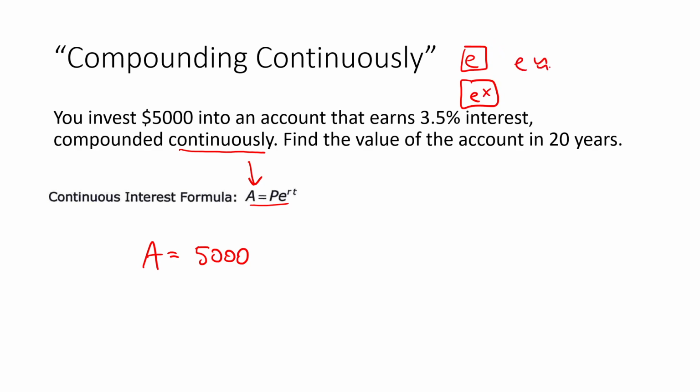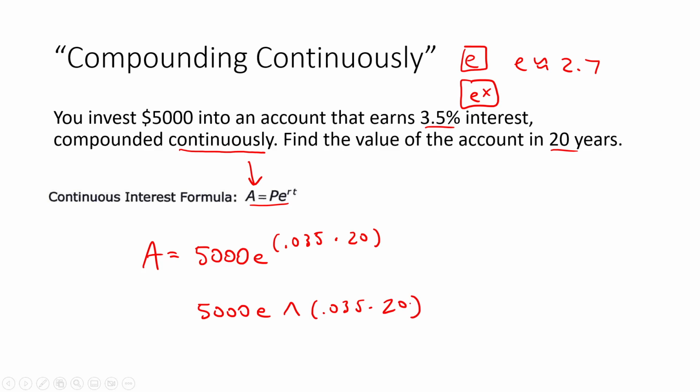And E is this constant. It's about 2.7, that's good enough for me if you know that. But most calculators have that built in. So we'll write E to the 0.035 times 20. Again, R is the rate and T is the years. And on most calculators, you can type that just like this, which is what I'm going to do. Just give me a sec.